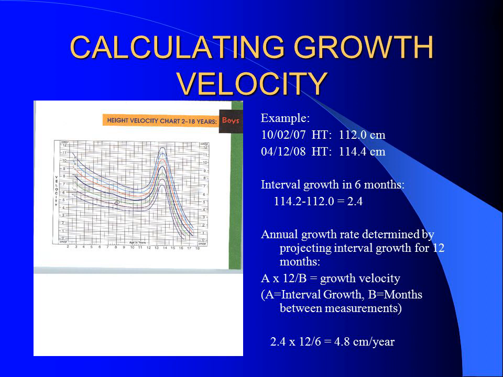Example. October 2, 2007 height, 112.0 centimeters. April 12, 2008 height, 114.4 centimeters. Interval growth in 6 months: 114.4 minus 112.0 equals 2.4. Annual growth rate is determined by projecting interval growth for 12 months. A times 12 divided by B equals growth velocity, where A equals interval growth and B equals months between measurements. 2.4 times 12 divided by 6 equals 4.8 centimeters per year. Growth velocity chart with information on how to determine growth velocity.